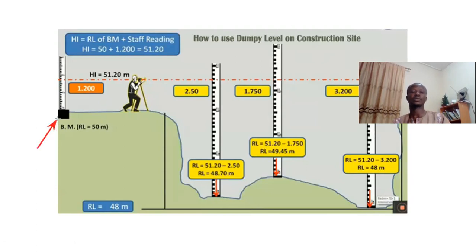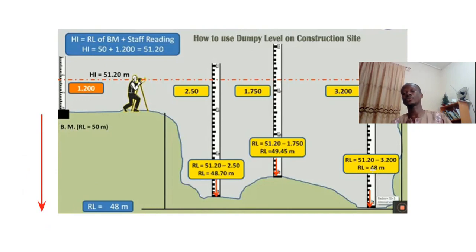So this is your benchmark, and this benchmark has a value, and the value is 50 meters. What does it mean? It means that from this place all the way to the mean sea level is 50 meters. That is the reduced level. And then the rest can be added to it, but obviously this is just a sketch to explain.